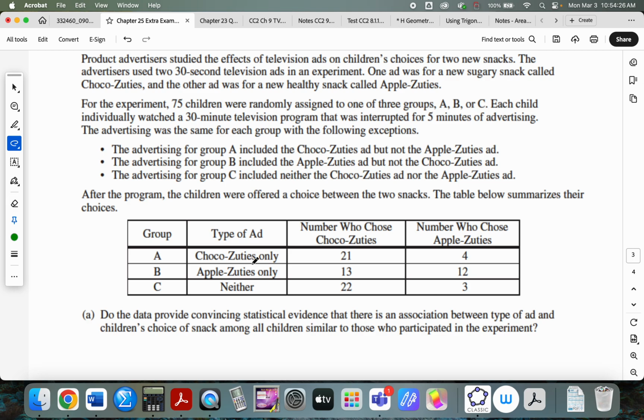The advertising for Group A included the Choco Zooties ad, but not the Apple Zooties ad. The advertising for Group B included the Apple Zooties ad, but not the Choco Zooties ad. And the advertising for Group C included neither the Cocoa Zooties nor the Apple Zooties ad. Which to me, when I read that, I immediately thought, oh, that's kind of a control group. Yeah. Right? You didn't show them either ad. After the program, the children were offered a choice between 2 snacks. The table below summarizes their choices.